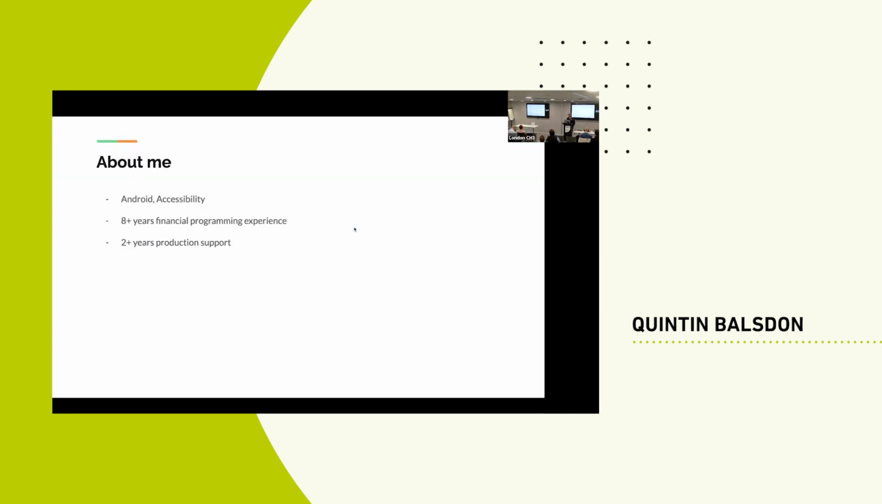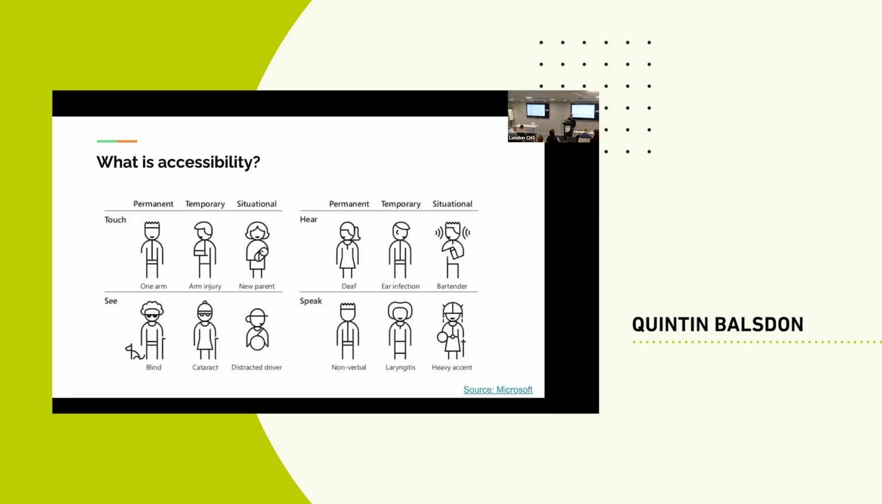There we go. So my name is Quintin Balsdon. I currently work at Spotify. I've been doing Android since 2011. I've been focused on accessibility for the past 4 or 5 years maybe. And I've been doing financial apps for most of my career, with a little bit of production support skills in financial things.